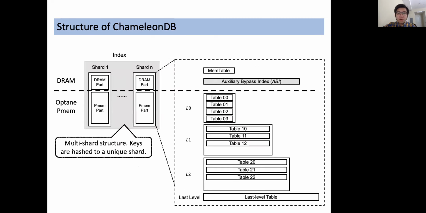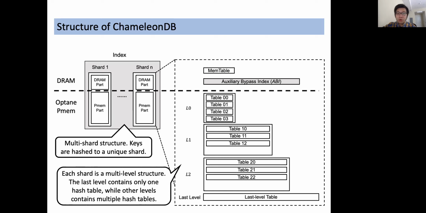The index is organized as a multi-shard structure. Each shard covers an equal and non-overlapping range of hash key space, so each key will be hashed to a unique shard. These shards have the same structure and are operated separately. Each shard is organized as a multi-level structure, similar to an LSM tree, except that each table in ChameleonDB is a hash table, but not a sorted string table.